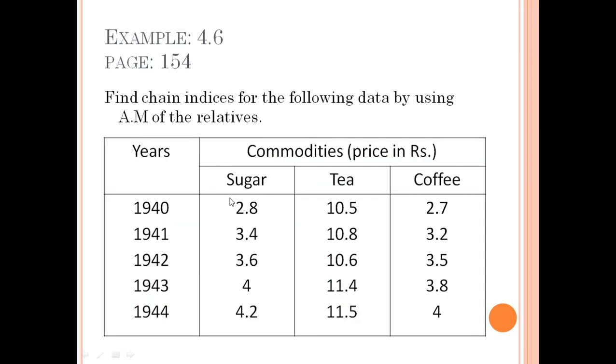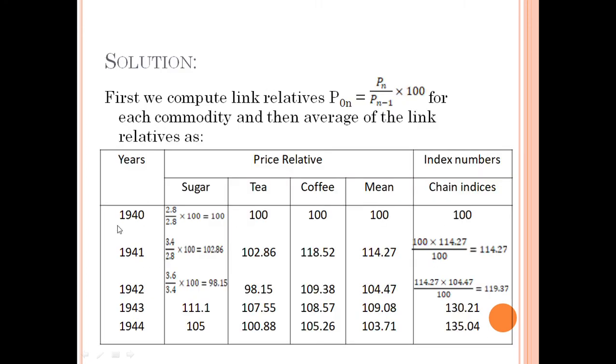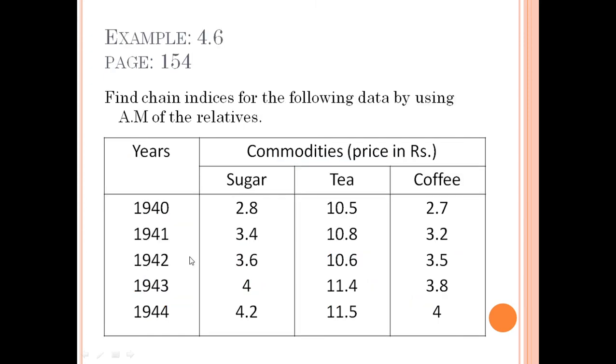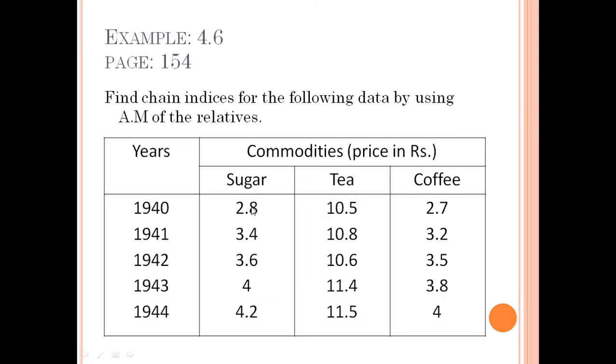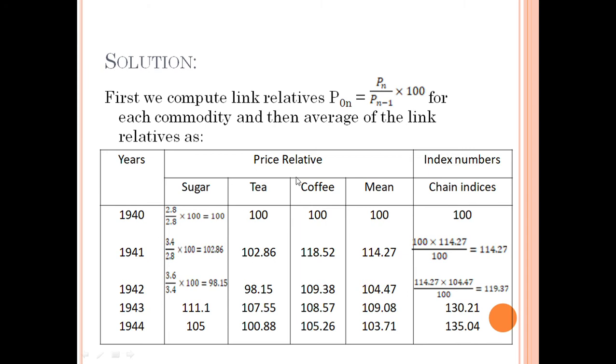So the first price of sugar was 2.8. So for the first commodity, 2.8 divided by 2.8 multiplied by 100. For the second commodity, this 2.8 will be the base, and for the third, this 3.4 will become the base, and so on. By the same method, you will convert all these real prices into link relatives, and then after converting them into link relatives up till here, you will calculate their means.